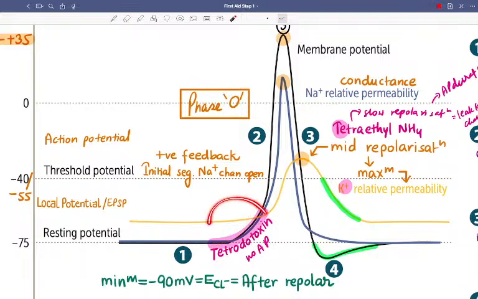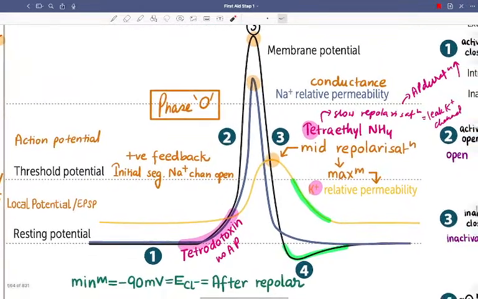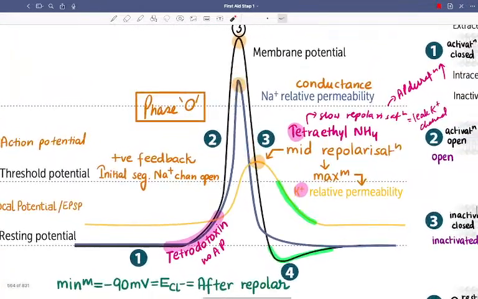else. This is nice to know: when this upstroke is blocked, it is tetrodotoxin. In case of tetrodotoxin, when you have tetrodotoxin, then you have no action potential. I think this is USMLE, okay. Tetrodotoxin, there's no action potential in the presence of tetrodotoxin. And obviously sodium conductance, all this is fine.